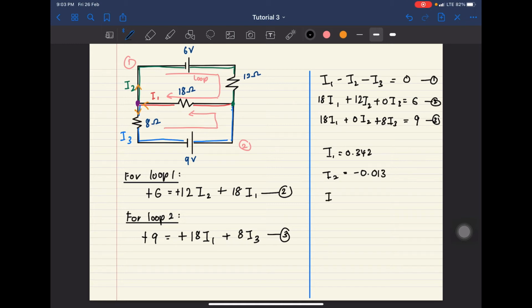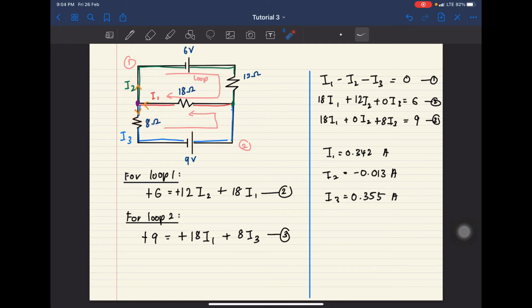Okay, and then my I3. Okay, so obviously sometimes you might have the negative in the opposite pair. So here you can see that I2 ada negative. I got my answer I2 ada negative. Sometimes you might get I1 and I3 ada negative, tapi yang ni tak ada negative. Okay, it really depends on the direction of current that you choose over here.